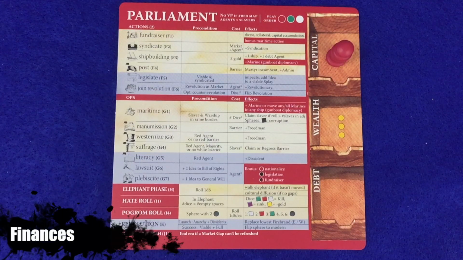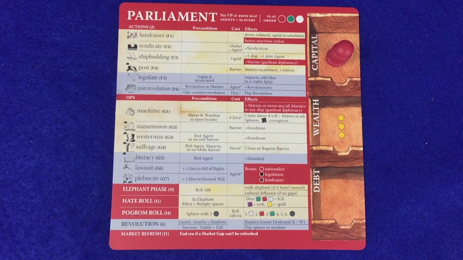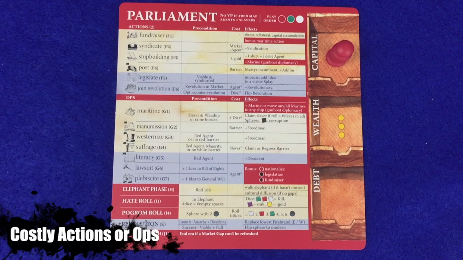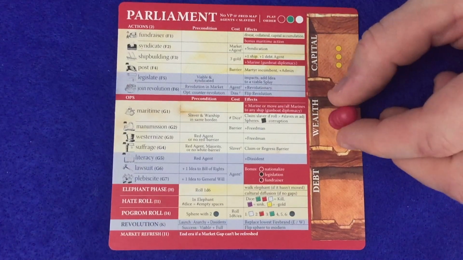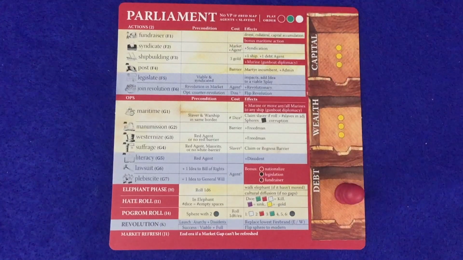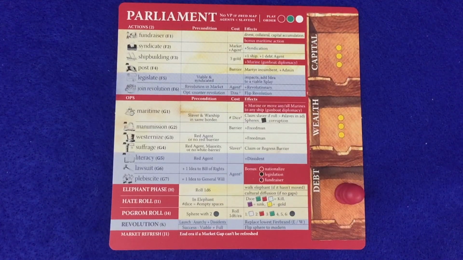Before we discuss each of the phases of a turn in detail, I want to discuss a few terms and ideas that will be key in understanding the phases. Any action or op that is referred to in the rulebook as costly means that it will require some amount of gold to perform. For instance, shipbuilding costs 3 gold and is therefore a costly action. Gold is generated by moving an agent from capital to wealth or from wealth to debt. This may be done in any order and may be done multiple times to generate the necessary gold. However, generated gold may never be kept from turn to turn, and a player may only ever generate the amount of gold required to complete the action or op in question.